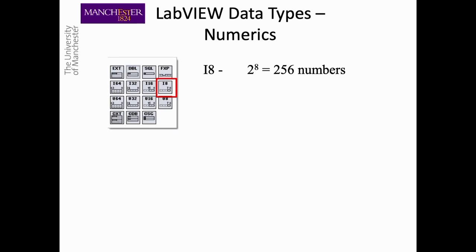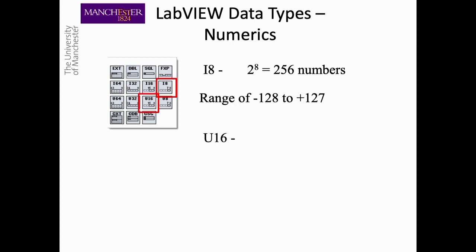So an I8, if it's 8-bit, that means it's 2 to the power 8 values. 2 to the power 8 gives us 256 numbers that can be represented by an I8, in the range of minus 128 to plus 127. The reason why it isn't minus 128 to plus 128 is you need a value which represents the number 0. So that's why it isn't symmetrical. We always have to represent 0.